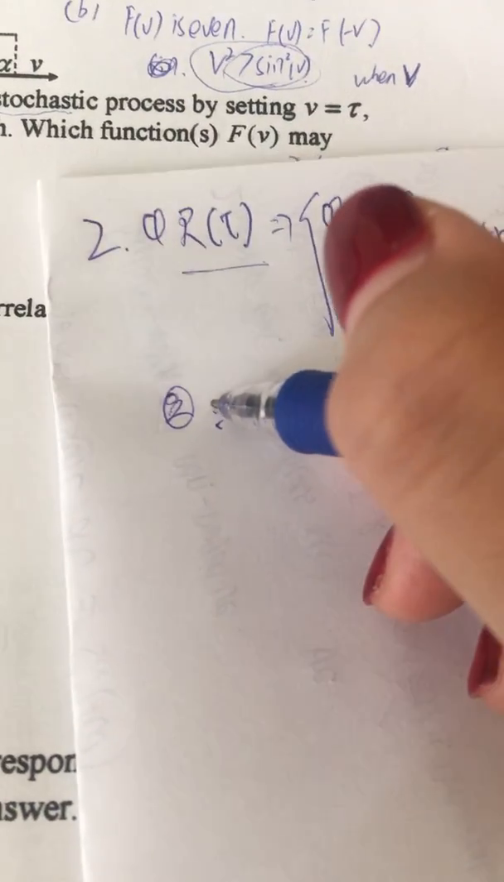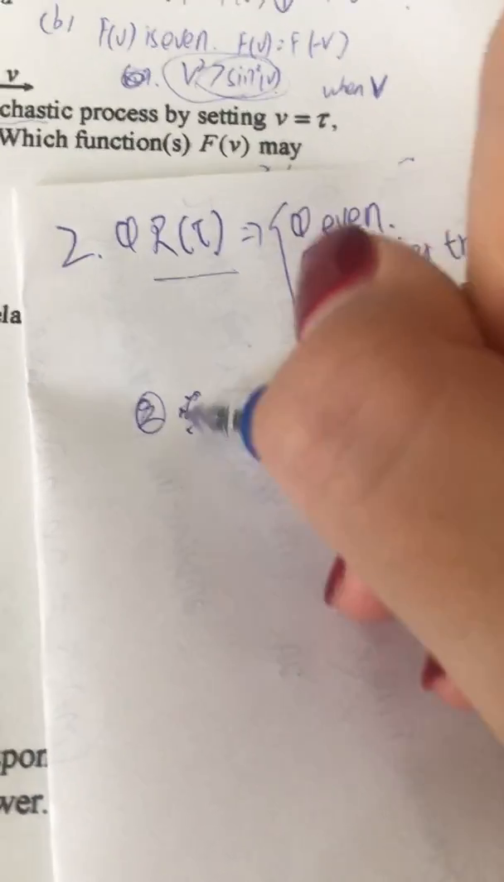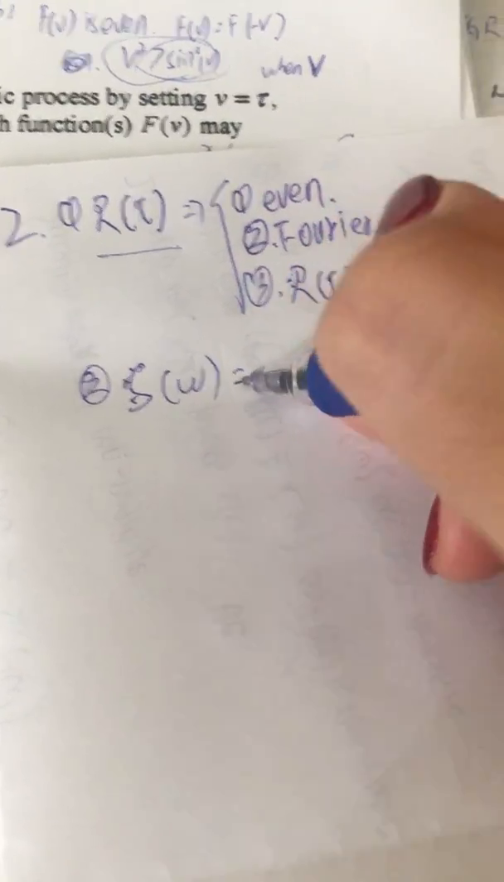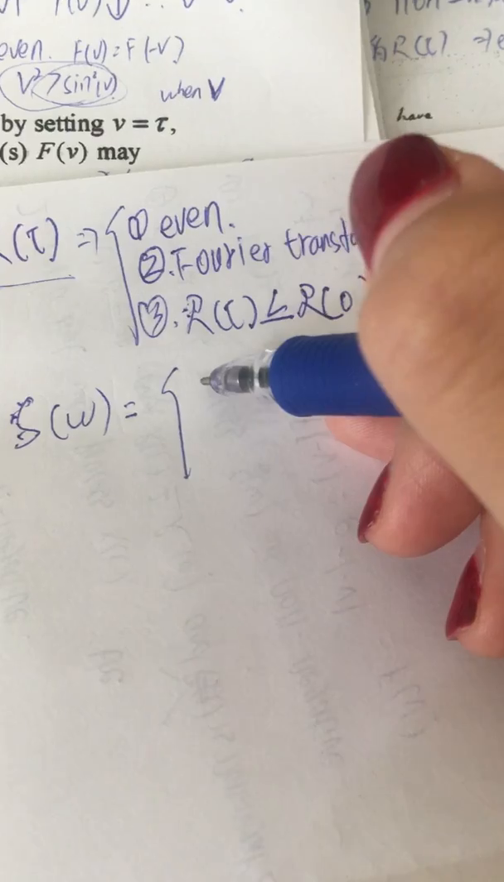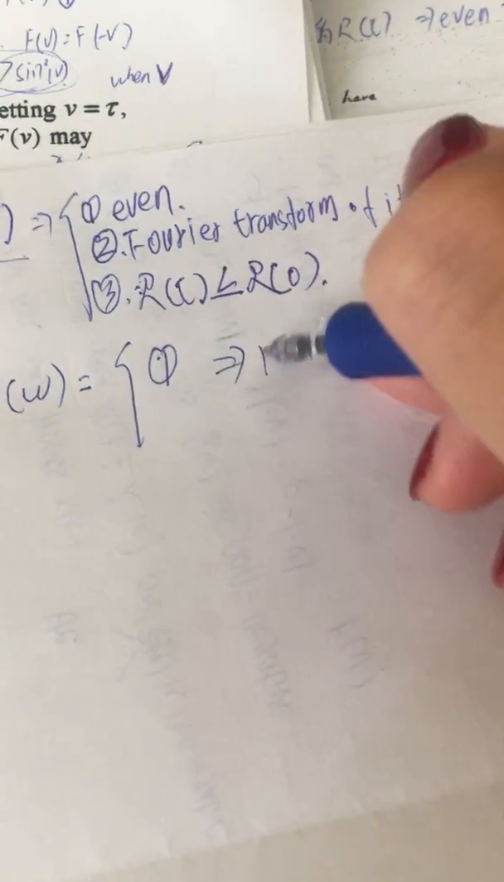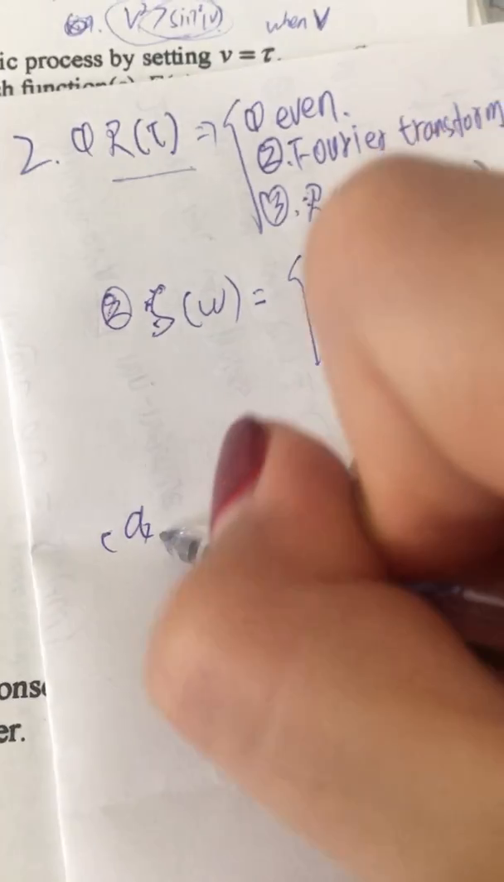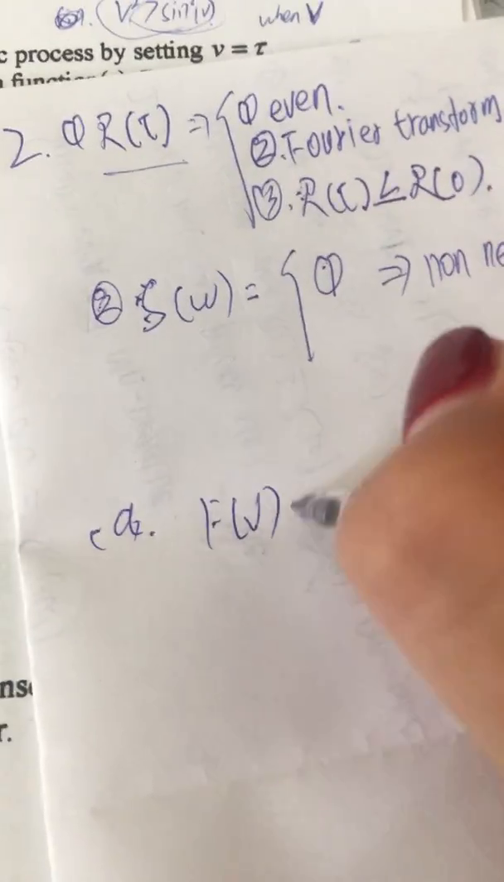The second one is for the spectral density function. We need to know there is only one condition. This is non-negative.